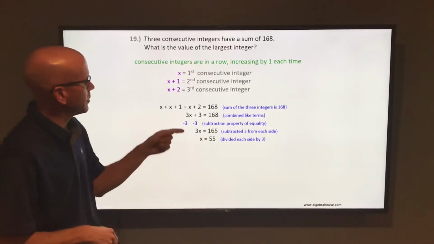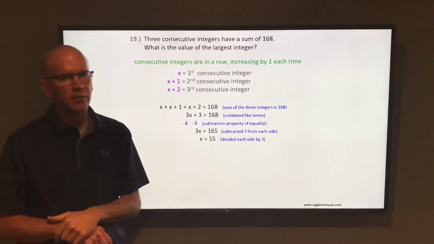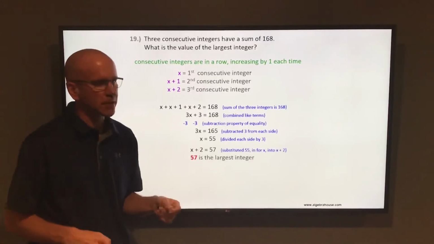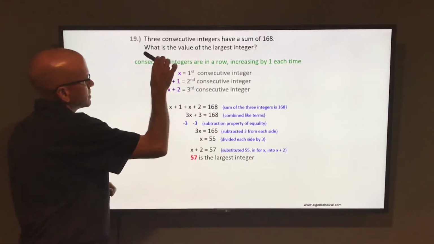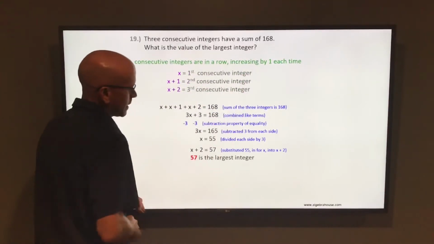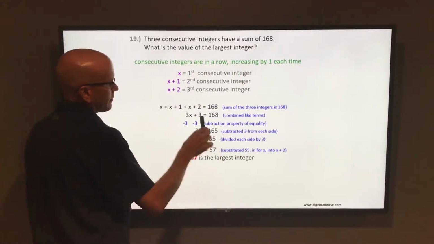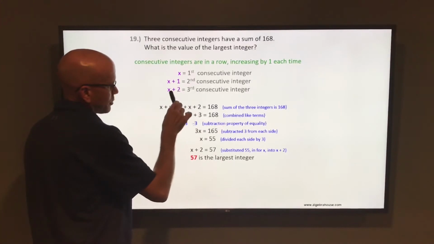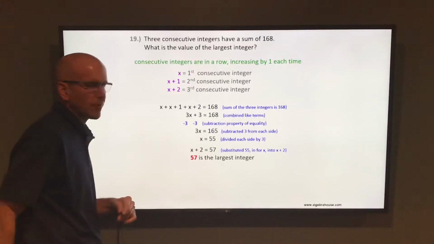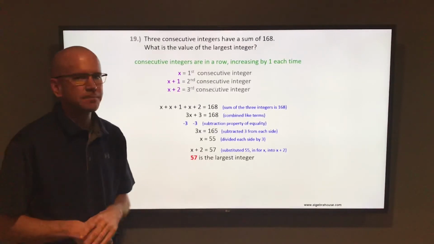I can also guarantee you 56 is going to be another answer. Neither one of those are the right answer. It's not 55, it's not 56. The correct answer to this question is 57. It's looking for the largest integer. If x is 55, the largest integer would be x plus 2. It's 55 plus 2, and that is 57. So 57 is the largest integer.